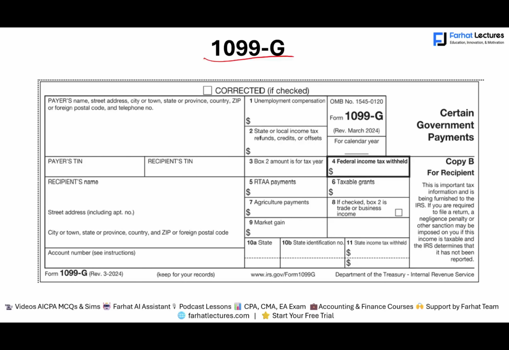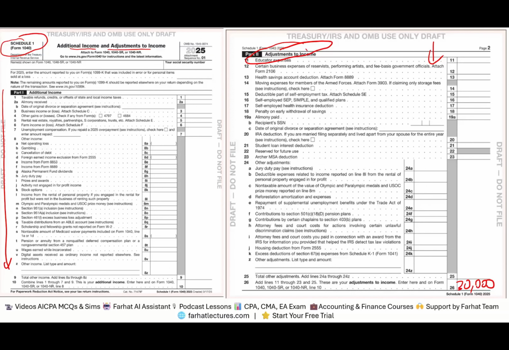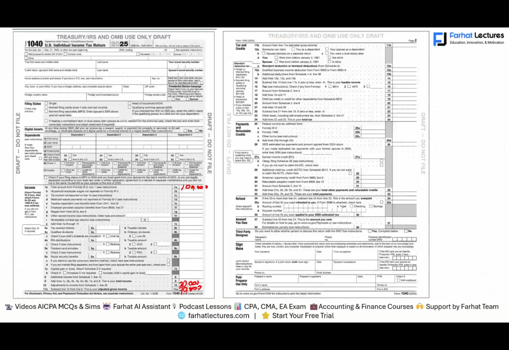You might also have a 1099-G, government payment, which is, for example, unemployment compensation. You happen to have received 5,000 of unemployment compensation. You have to report this income, unemployment compensation, that's taxable. You have to report this with your income. You have to report your interest income within your income. Those are additional income that you have to report as a taxpayer.